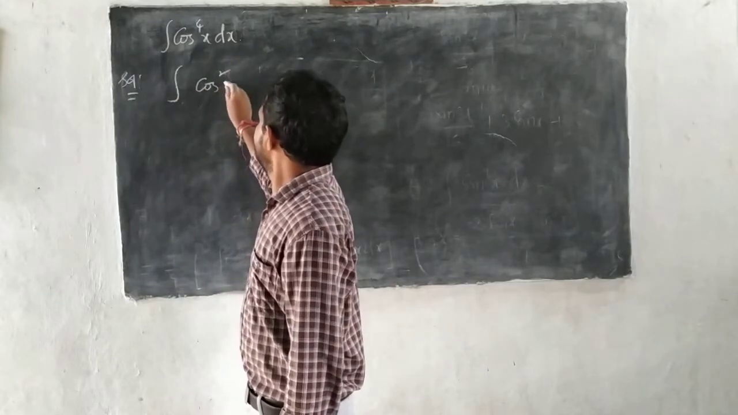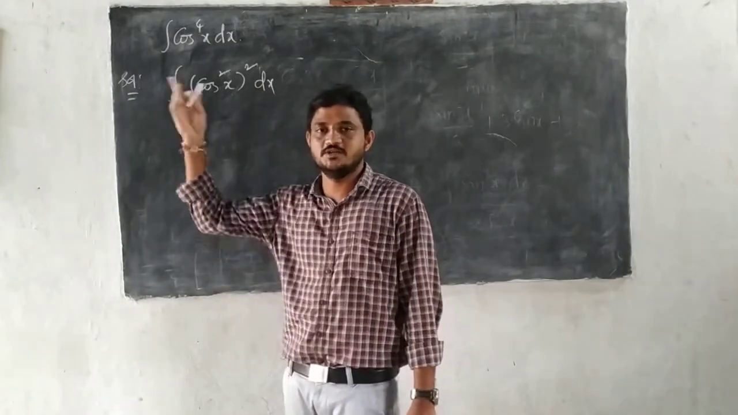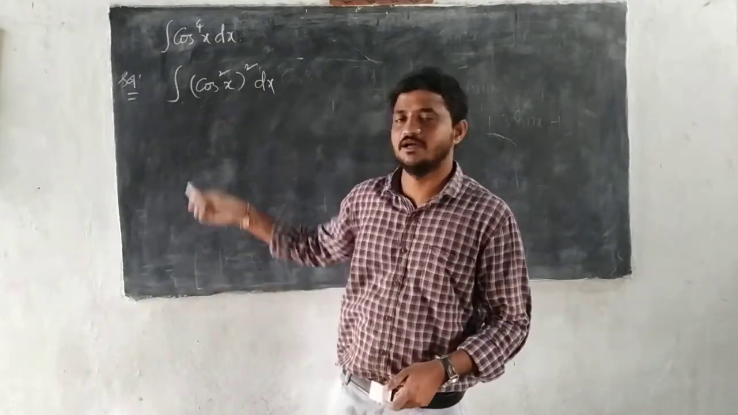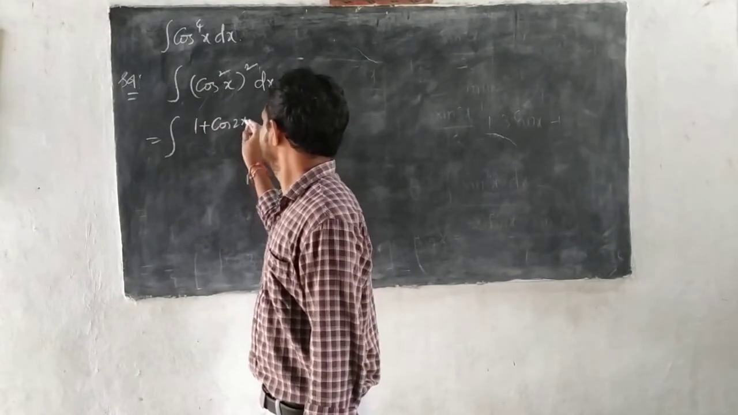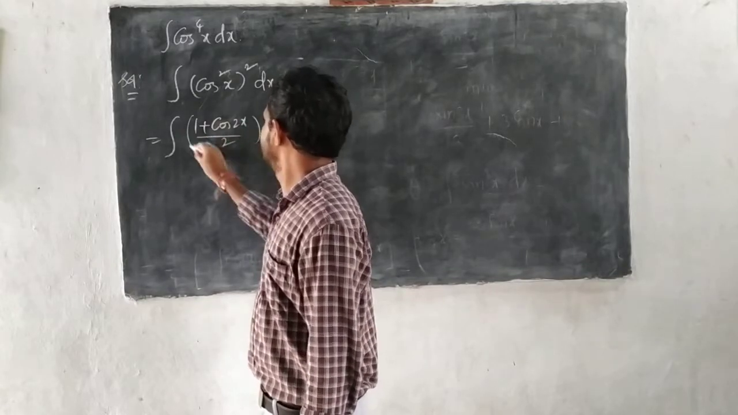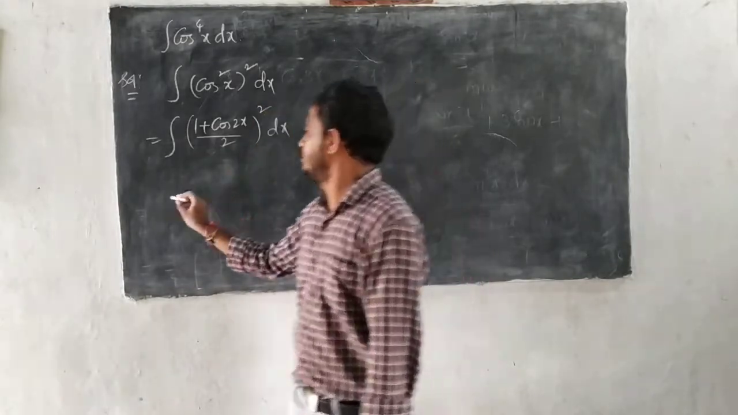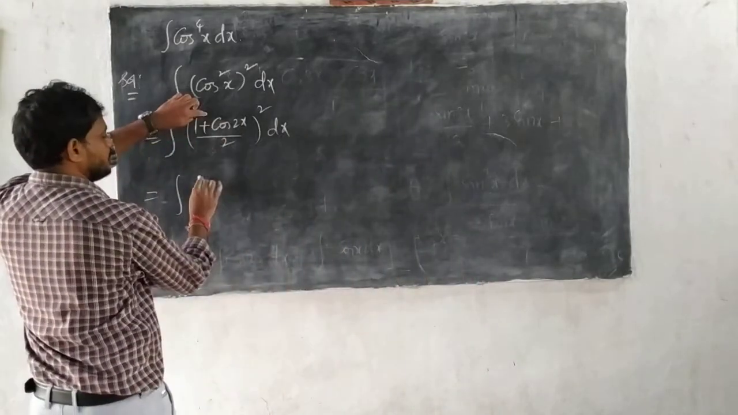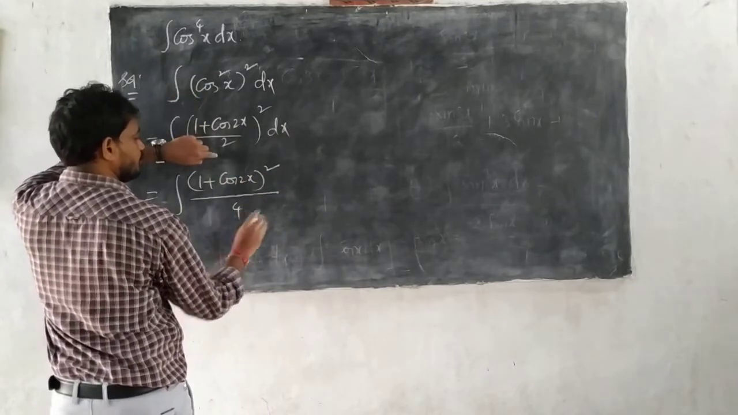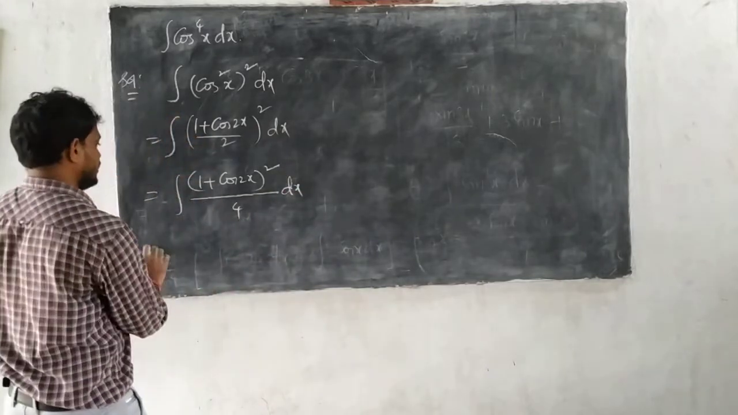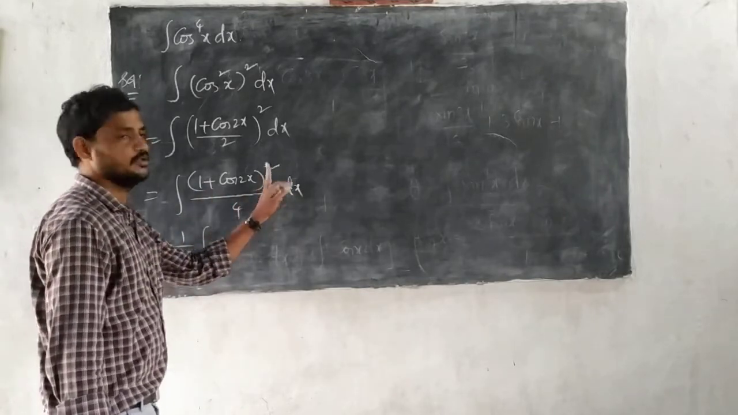Simply write this as cos square x whole square. Then use the cos square x formula. What is the cos square x formula? 1 plus cos 2x by 2, whole square. Then apply the square: apply square for the numerator. So 1 plus cos 2x whole square by 4 into dx. Write this 4 outside. So 1 by 4 of integration 1 plus cos 2x to the power of 2.